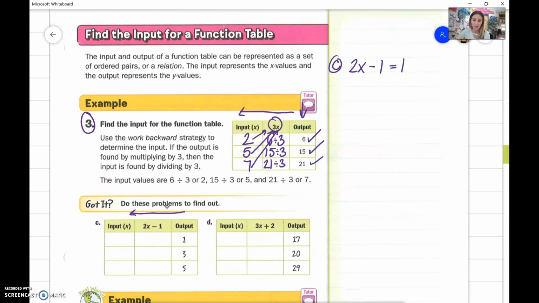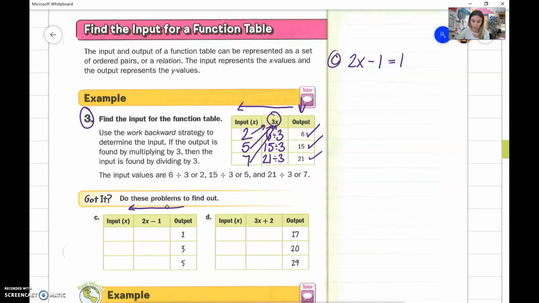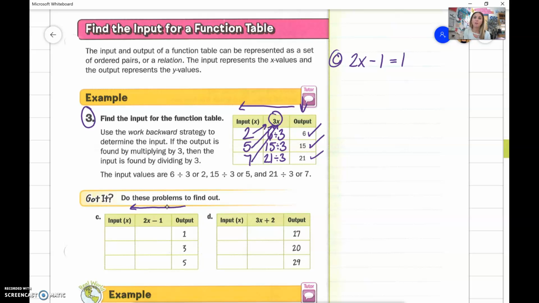Notice how I wrote this as an algebraic equation. Again, remember, whatever I do to one side of my equation, I have to do to the other. So if I want to get this x by itself, the first thing I want to do is get rid of this 1. So I'm going to add 1. If I add 1 to that side, I must add 1 to the other side. Notice this cancels out, I get 2x equals, well, what's 1 plus 1? 2. Now I have 2x equals 2.